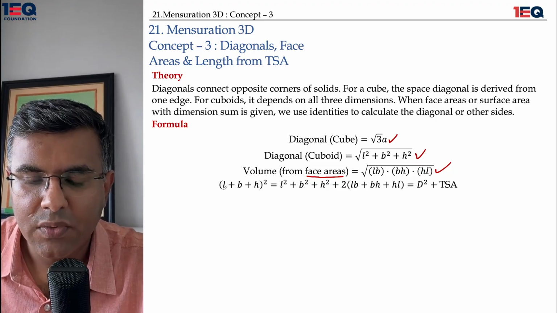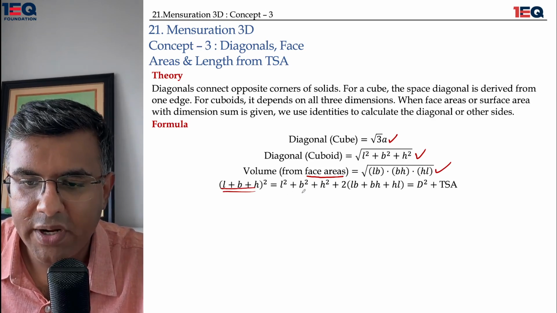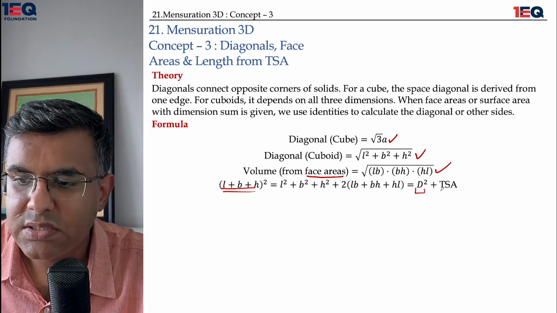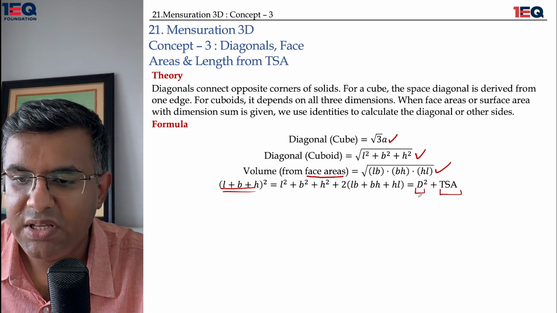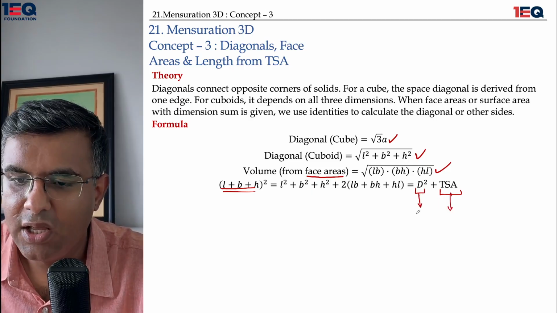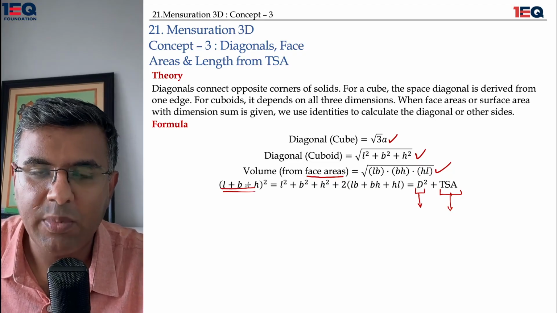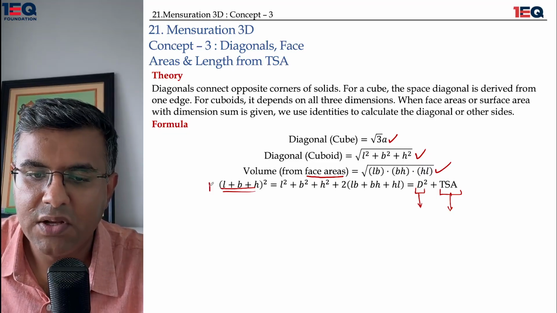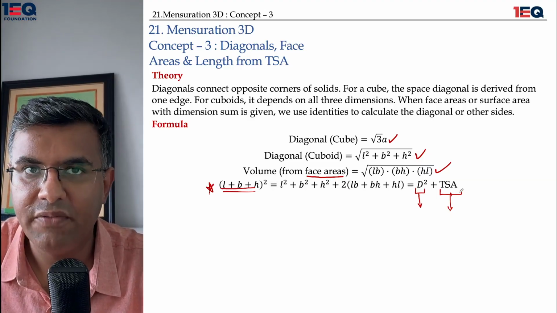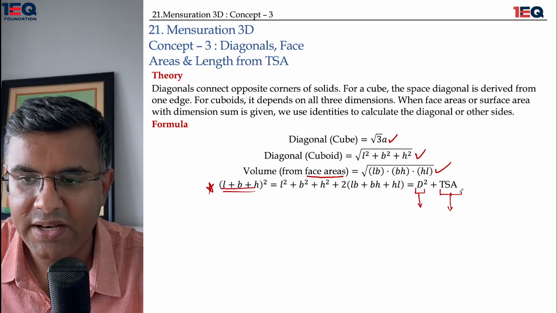Also, if we have such a formula where L plus B plus H whole square and we open it up, we tend to find that D square plus TSA. D square means the diagonal square and the total surface area. When it is added, it makes up for L plus B plus H whole square. So this is a very different thing which you might see over here. There is not much utility for it, but if at all it comes, you will not be in any kind of trouble.